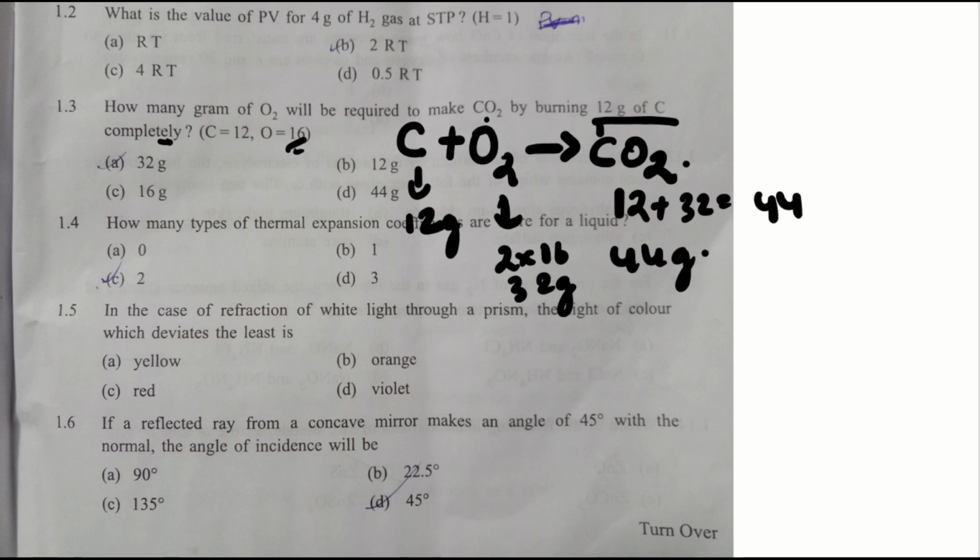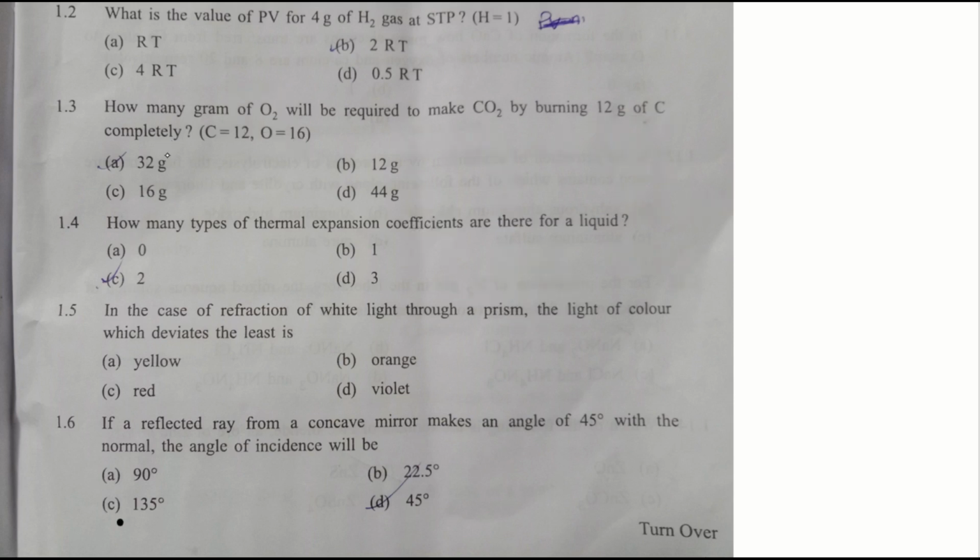Okay, so in the question you have been asked how many gram of oxygen will be required to make carbon dioxide by burning 12 gram of carbon completely. In this balanced equation you can see that 12 gram of carbon is reacting with 32 gram of oxygen. So how many gram of oxygen will be required for 12 gram of carbon? The answer is 32 gram.